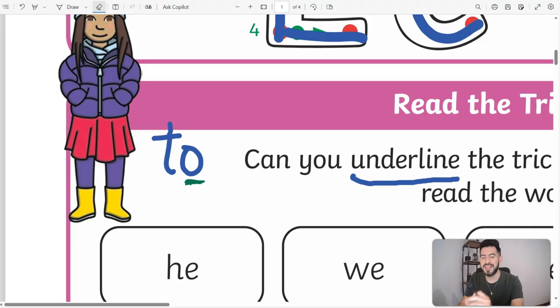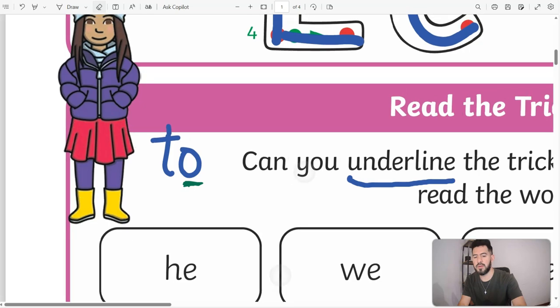Tenemos que encontrar esa parte que hace a la palabra engañosa. La t suena como siempre, pero la o es la que suena diferente y es la que no tenemos que dejar que nos engañe. Okay, so we would say to, and the tricky part there is oo.